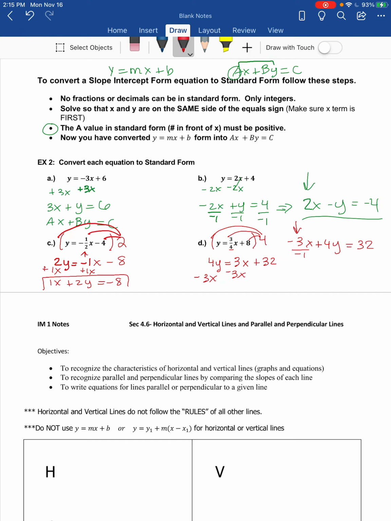Our a value has to be positive, so divide every single term by negative 1. That will just make all your signs become opposite of what they were originally. So this becomes positive 3x, negative 4y is equal to negative 32. Now our a value is positive 3. Now we are done.